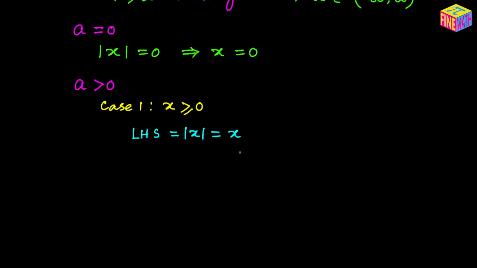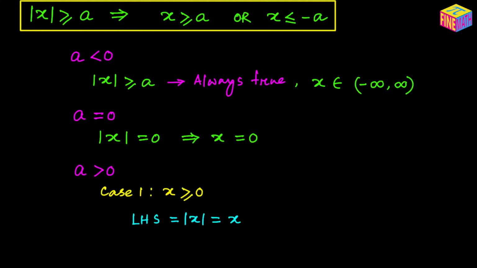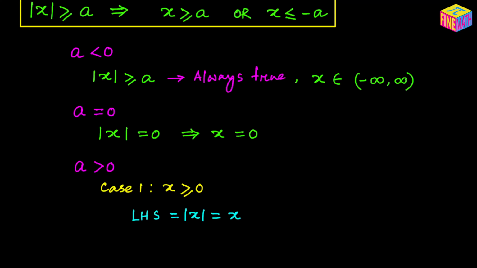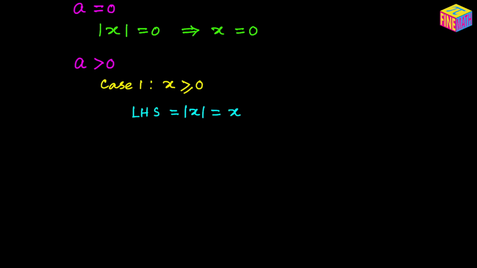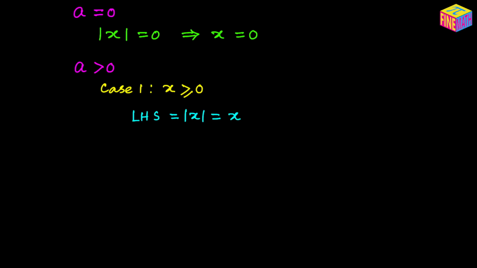So then based on the original inequality, we can say, well, then x will be greater than or equal to a, because the original inequality says that modulus of x is greater than or equal to a. So from here I am writing that x must be greater than or equal to a, because modulus of x is actually x right here. So we can say x must be greater than or equal to a. That's one observation. Now let's talk about the other case.